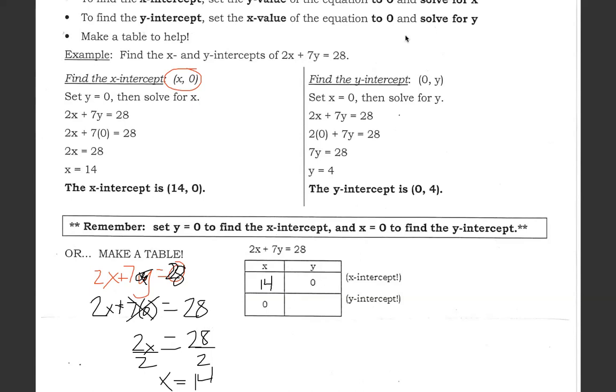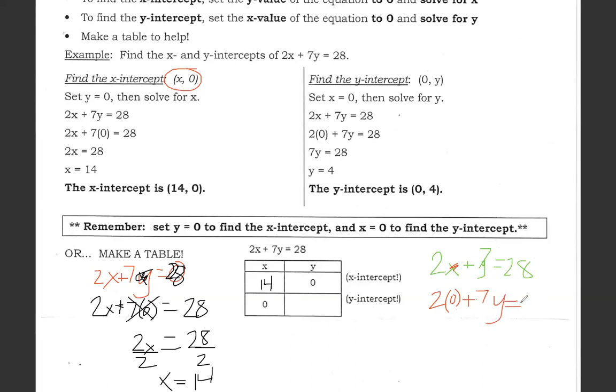So now let's try it with the y-intercept. For the y-intercept, I'm going to, again, use the same equation, but this time, instead of plugging in y equals 0, I'm going to plug in x equals 0. So this time you're going to take your x value of 0 and plug it in here. So take the x out, and put a 0 in there. So 2 times 0 plus 7y equals 28.